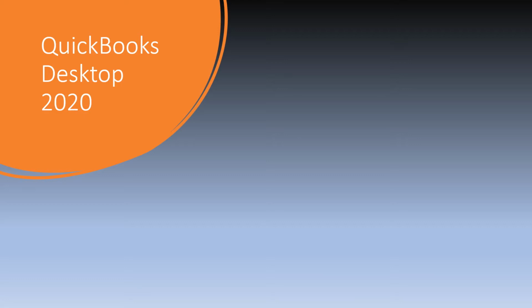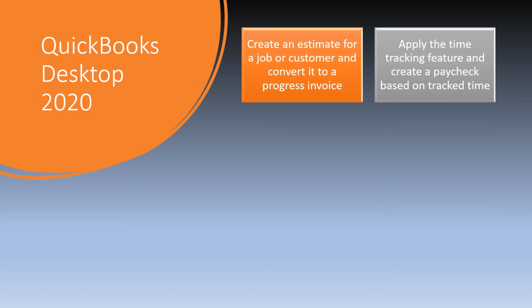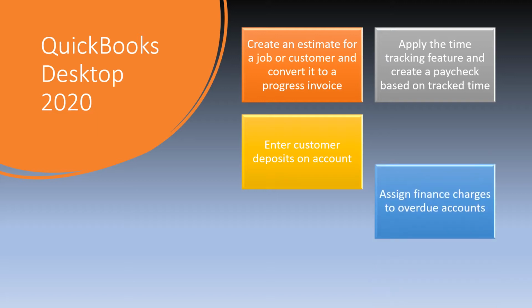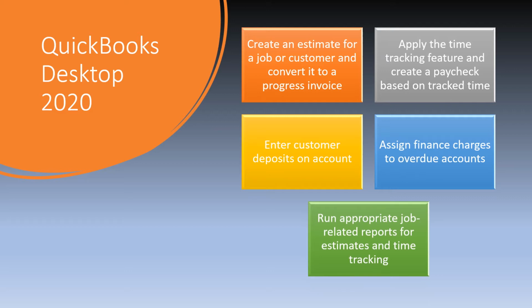By the end of this chapter, you will be able to create an estimate for a job or customer and convert it to a progress invoice. Apply the time tracking feature and create a paycheck based on tracked time. Enter customer deposits on account. Assign finance charges to overdue accounts. Run appropriate job-related reports for estimates and time tracking. Now, let's get started.